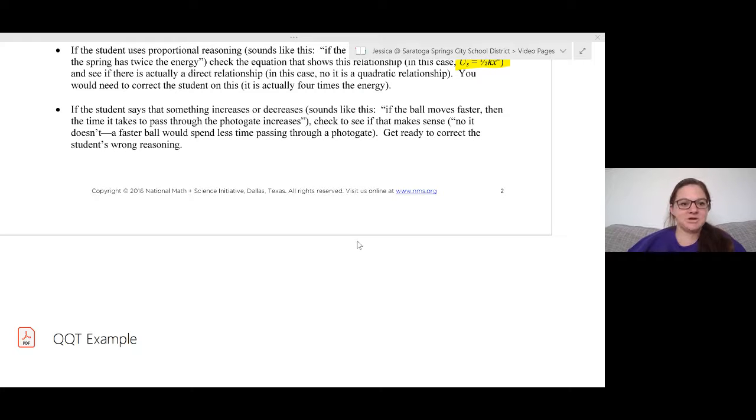Okay. But that's the basics of the qualitative-quantitative translation. Okay, so let's go through an example problem for this.